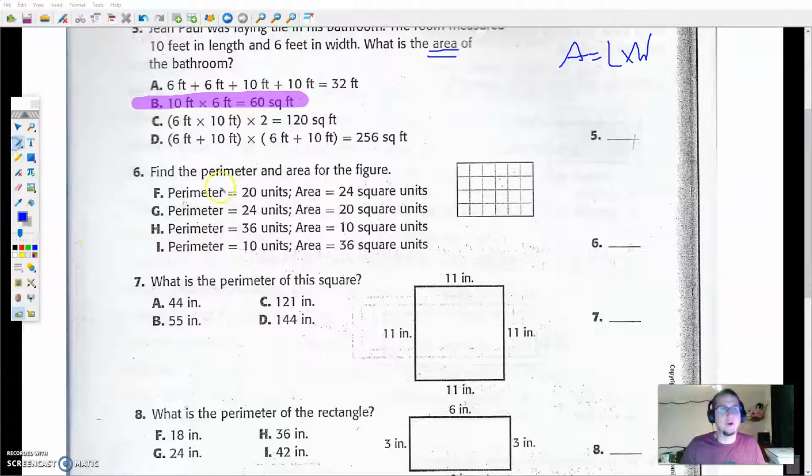We want to find the perimeter and area for this figure. So if we count, okay, 1, 2, 3, 4, 5, 6, 7, 8, 9, 10, 11, 12, 13, 14, 15, 16, 17, 18, 19, 20, or I've got 6 plus 4 is 10, and then I have 6 and 4 is another 10, which gives me that 20 again. So my perimeter is 20.